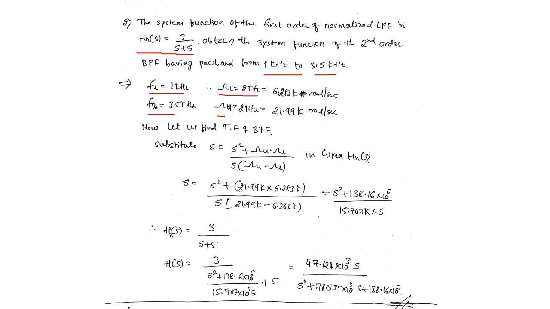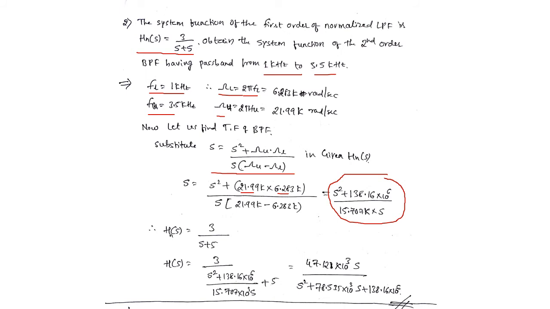Now let us find the transfer function of the band pass filter. Refer to the table. For band pass filter, we are supposed to replace s by (s square plus omega u into omega L) divided by s into (omega u minus omega L). So already we have calculated omega u value and omega L value. Substitute here. This is omega u, this is omega L, and simplify this, we'll get s equal to (s square plus 138.16 into 10 raised to 6) divided by 15.707 into 10 raised to 3 s.